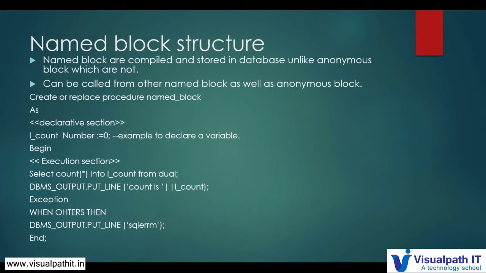Now on the next slide, we are talking about named block structure. Named blocks are compiled and stored in the database, unlike anonymous blocks, which are not. As I already told you, these named blocks are pre-compiled and stored in the database, and we can use them repeatedly in our logic or programming. Unlike anonymous blocks, where we cannot reference one anonymous block from a different anonymous block or from a named block, a named block can be called from another named block as well as from an anonymous block.